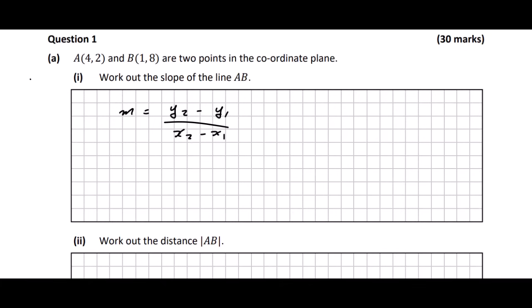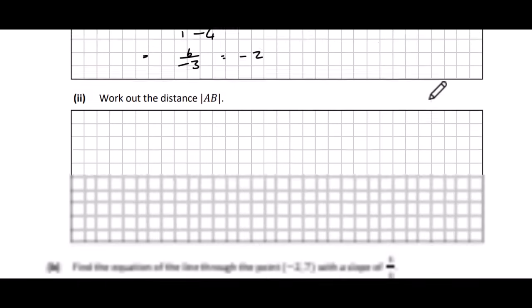So all you've got to do is identify these points here. So we have 4, 2 and 1, 8. So let's call this x1, y1, x2, y2. Put those numbers into the formula. So we've got y2, which is 8, minus y1, which is 2, over 1 minus 4. That gives 6 over minus 3, which is minus 2. So that's it for part A1.